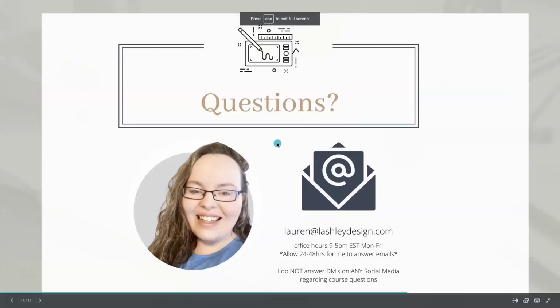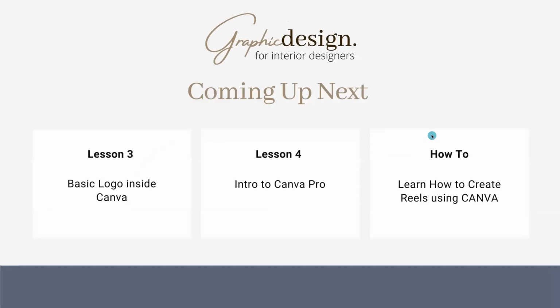Okay, so coming up next, we have our third lesson of walking through Canva. We have basic logos inside Canva. We kind of talked about logos a little bit last time, but this time we're going to talk about more geometric logos, things like that, and how to create them inside Canva more in depth. Then we're going to be talking about Canva Pro. And then finally, the much anticipated reels, how to create reels inside Canva. So that's going to be very exciting. That's our next how-to. Lots going on in November and December for the group, and lots more.